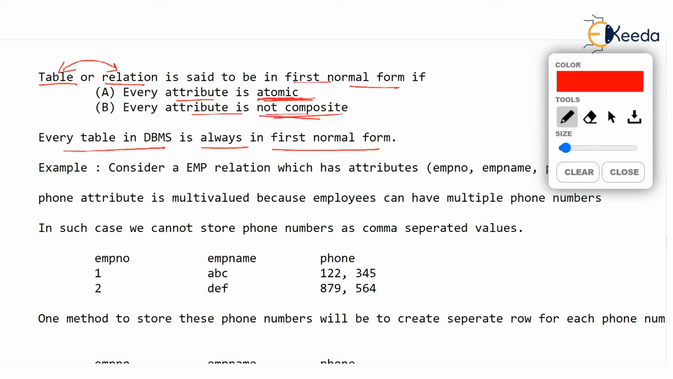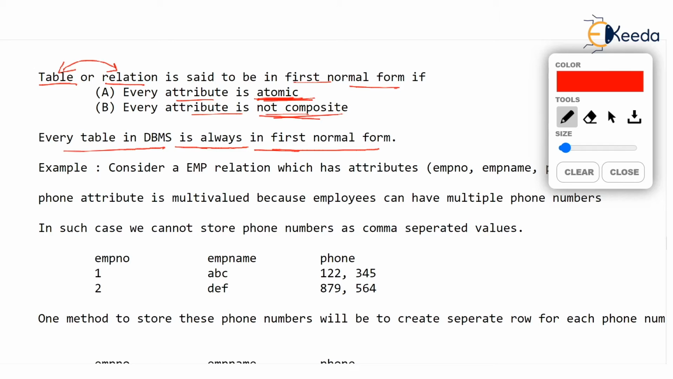Like name. Name contains first name, middle name, last name, so it is composite. We need atomic attributes. Only then is the table said to be in the first normal form. The classic definition of relational algebra says that every attribute has to be atomic. So in DBMS, every table is always in first normal form.